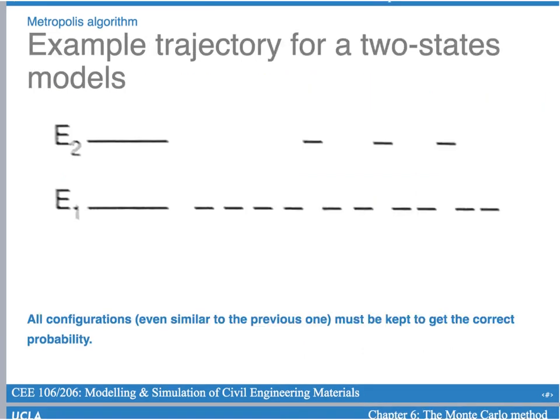So to understand why it's important to count configurations two times when you are refusing moves, in order to calculate the average values of a given thermodynamical property of a system, to illustrate this point we can take a two-state model. A two-state model is a model where the system can take only two possible states, one with a high energy and one with a low energy. Here E1 will be the state that has a low energy, and E2 is another possible state that has a higher energy.